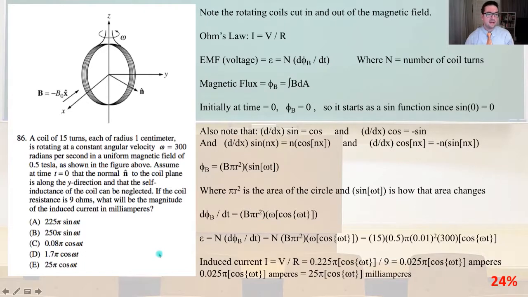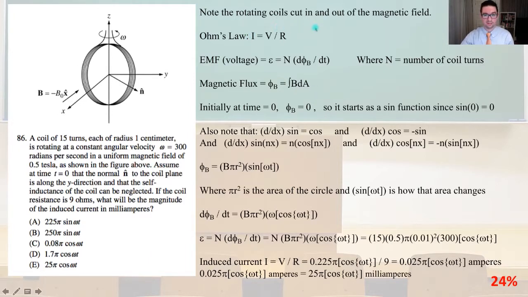Number 86. A coil of 15 turns, each of radius 1 centimeter, is rotating at a constant angular velocity W equals 300 radians per second in a uniform magnetic field of 0.5 Tesla, as shown in the figure above. Assume at time t equals 0 that the normal n hat to the coil plane is along the y direction and that the self-inductance of the coil can't be neglected. If the coil resistance is 9 ohms, what will be the magnitude of the induced current in milliamperes?